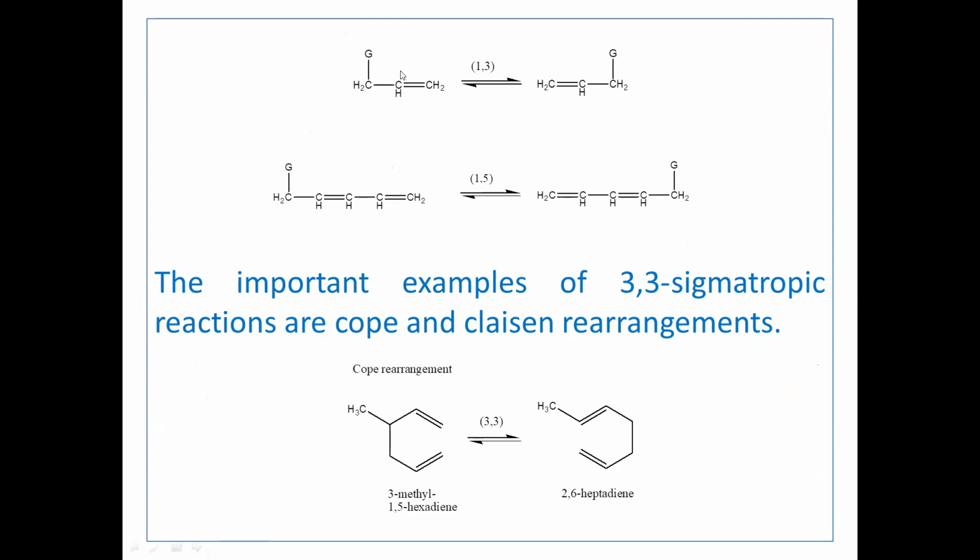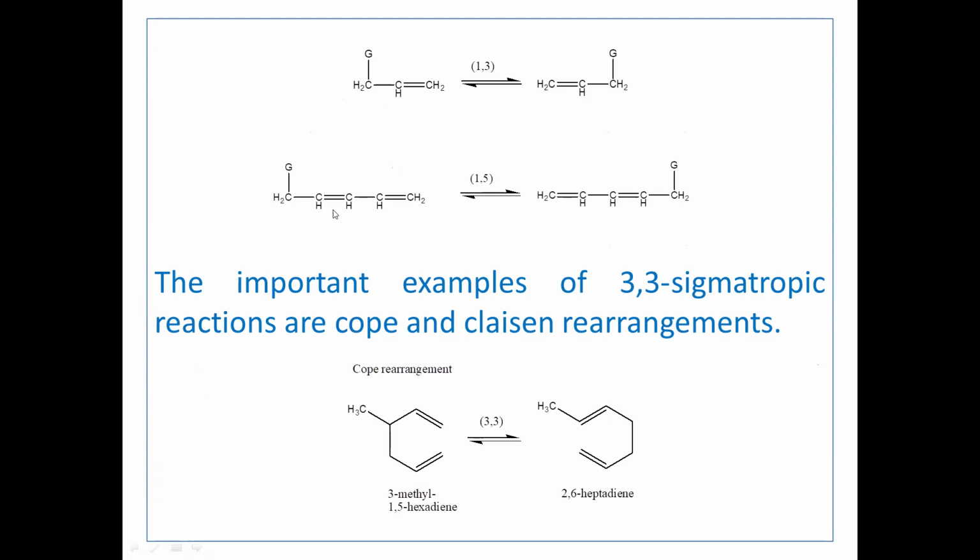It is a pi system, a monoene. So in this case, the G, which is the migrating group, migrates from this atom to this atom. That means it moves by 1, 2, 3 atoms. So from C1 carbon, it moves to C3 carbon and the pi bond will shift in the opposite direction. That means the migration of the sigma bond is followed by a shift of the pi bond in the opposite direction. So since the migrating group is moving by 3 atoms, it is called a 1,3 sigmatropic reaction.